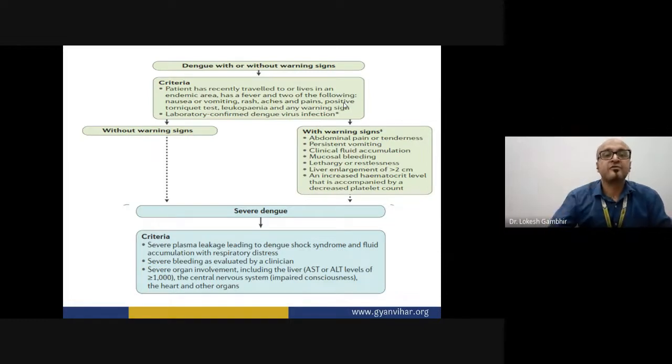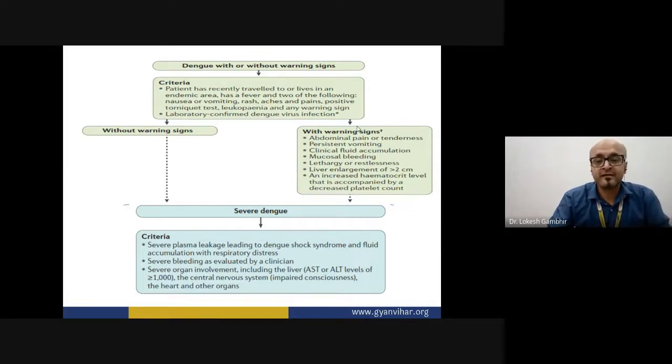Then it also induces leukopenia. Laboratory confirmation can be done based on the RT-PCR test and the antigen-dependent test. But the WHO guideline, based on this criteria, divided the signs into two parts. The first part is without warning signs, and the second part is with warning signs. So let us first focus on the with warning signs.